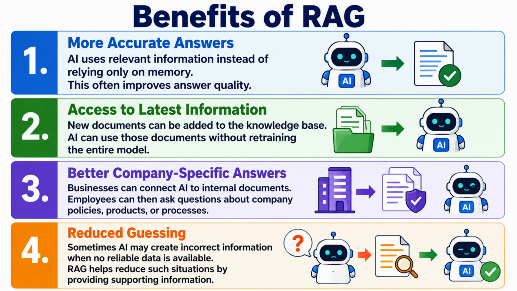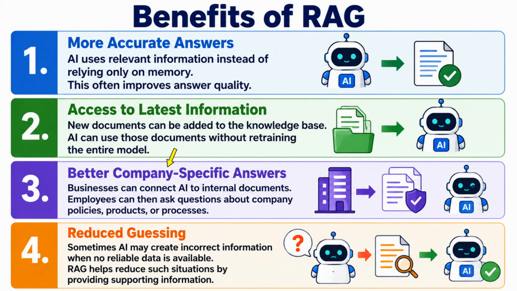What are the benefits of RAG? First one, more accurate answers. AI uses relevant information instead of relying only on memory. This often improves answer quality. Second one, access to the latest information. New documents can be added to the knowledge base. AI can use those documents without retraining the entire model.